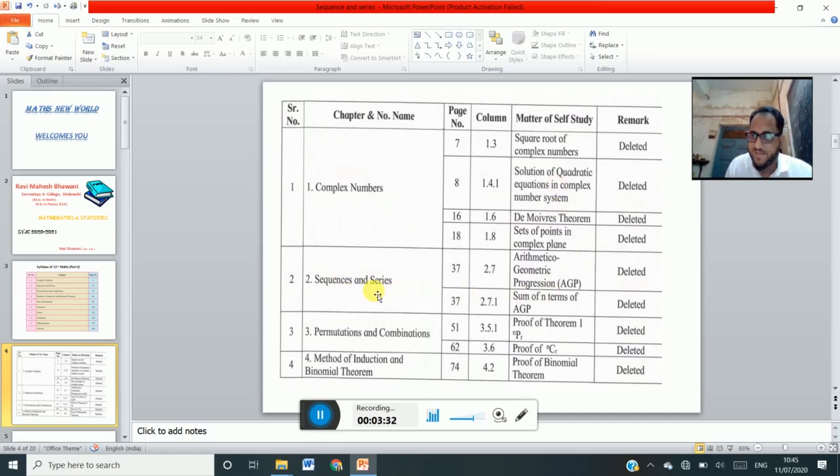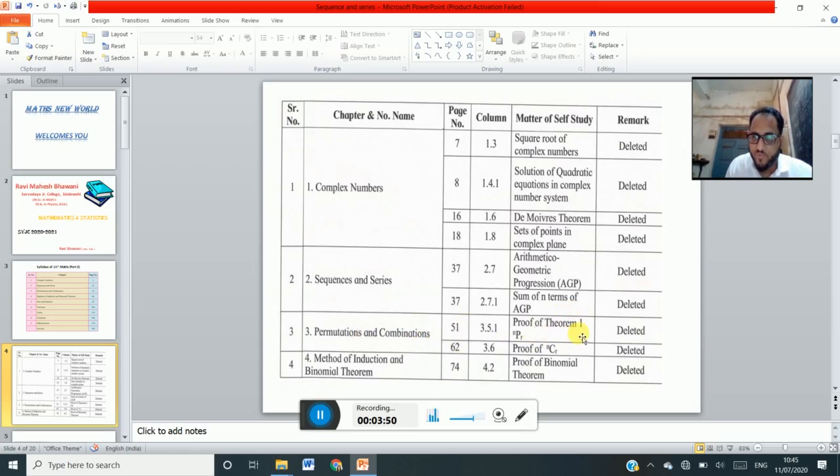This one is the second chapter, sequence and series. In this chapter, the arithmetico-geometric progression, AGP in short, should be deleted, and the sum of the n terms of AGP is also deleted. Okay. The next chapter is permutation and combination.